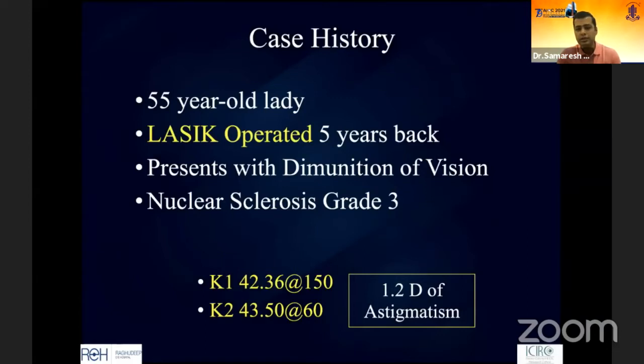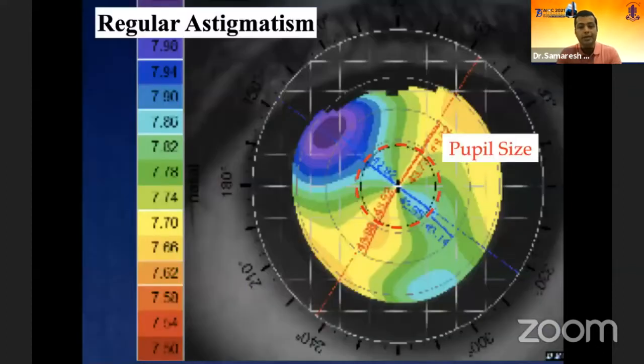So just one case scenario, just like Dr. Lajja showed: a 55-year-old lady who had LASIK operated not very long ago came to us with decreased vision. Not a long time ago LASIK means a good LASIK, because it's an aspheric profile. Her keratometries are within a respectable limit and she has a diopter and a half of astigmatism.